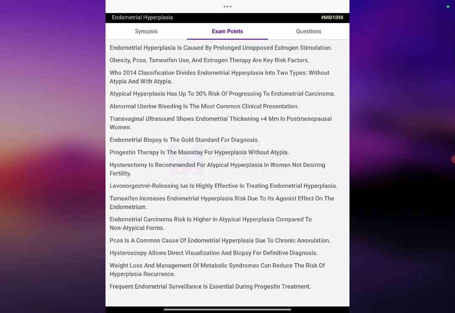PCOS is a common cause of endometrial hyperplasia due to chronic anovulation. Hysteroscopy allows direct visualization and biopsy for definitive diagnosis. Weight loss and management of metabolic syndrome can reduce the risk of hyperplasia recurrence. Frequent endometrial surveillance is essential during progestin treatment.